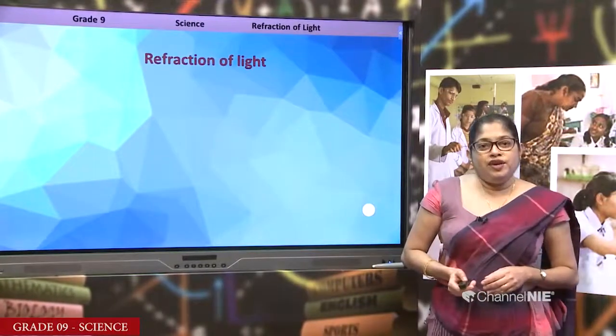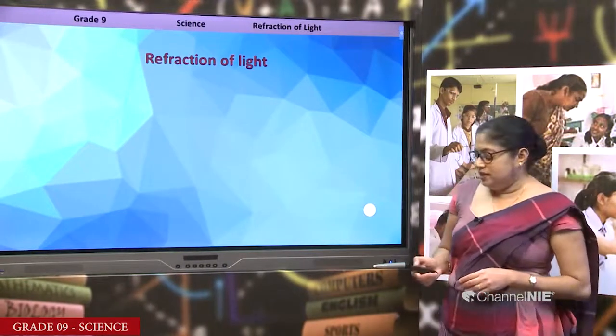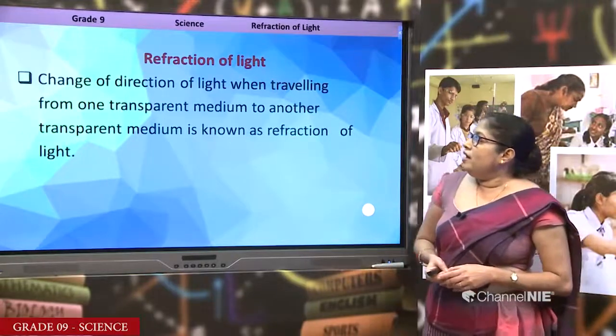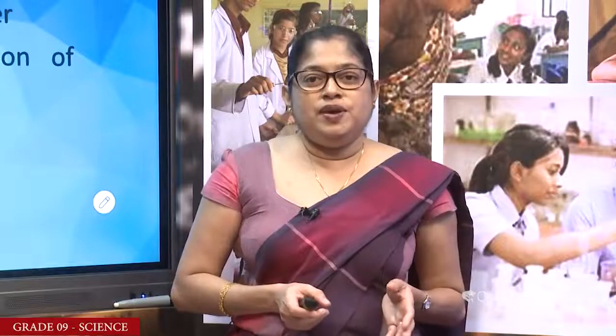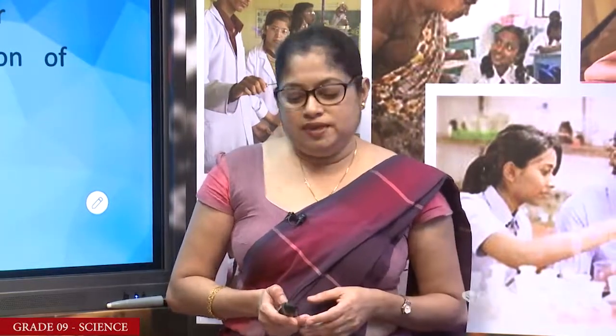Next, we define what the refraction of light is. Refraction of light is changing the direction of light when travelling from one transparent medium to another transparent medium. We will learn it by breaking it into small parts. Change in direction, what is the meaning? Bending light, and when the light is travelling from one transparent medium to another. The two transparent media we used here are air and water in the previous activity.